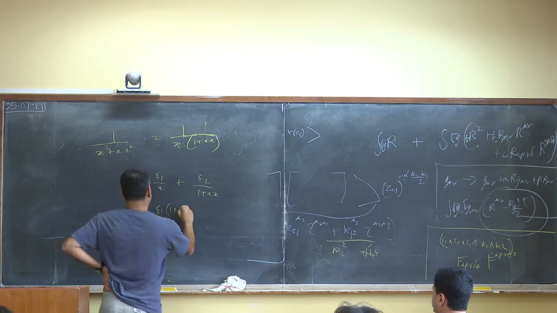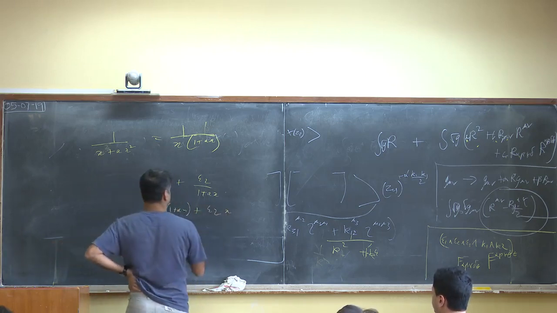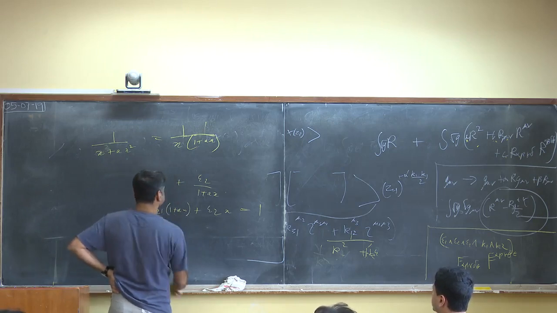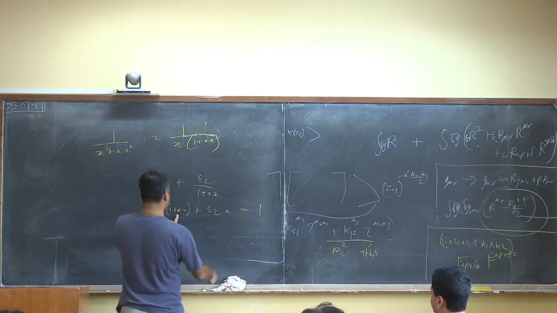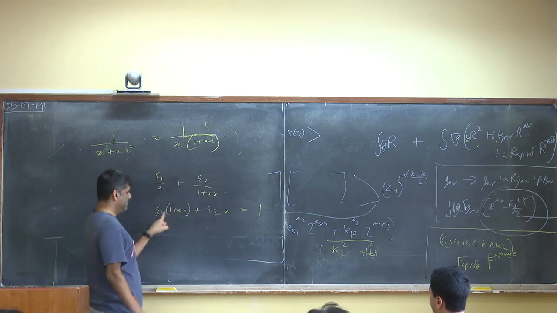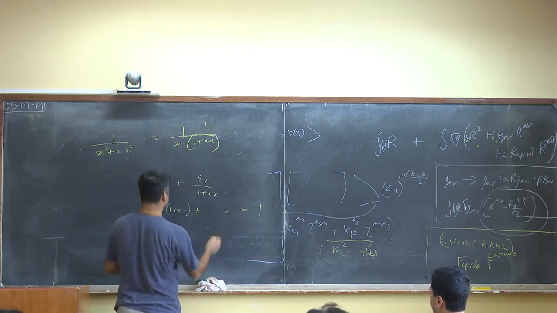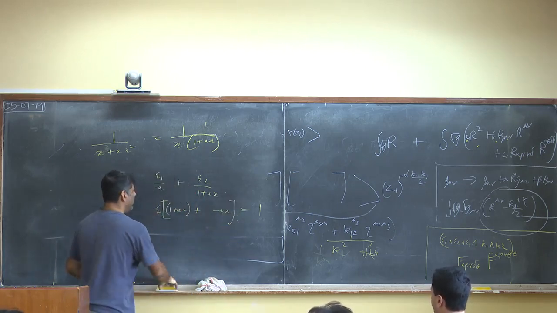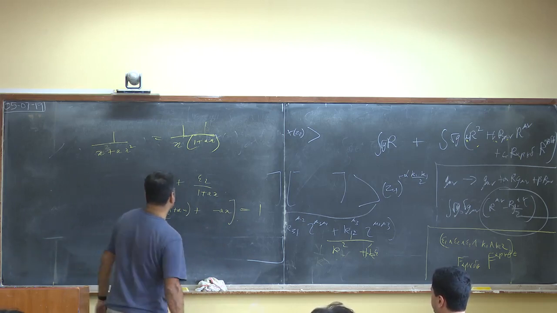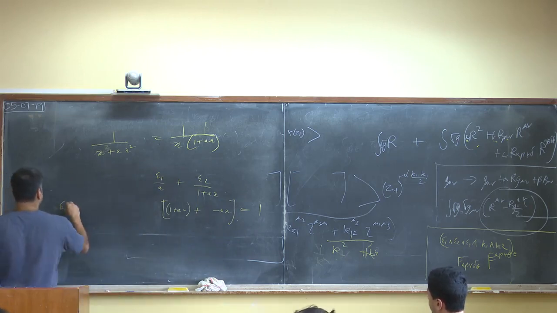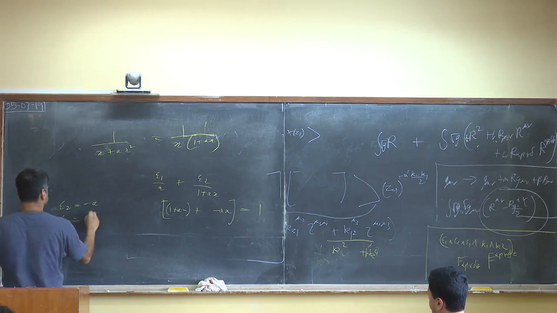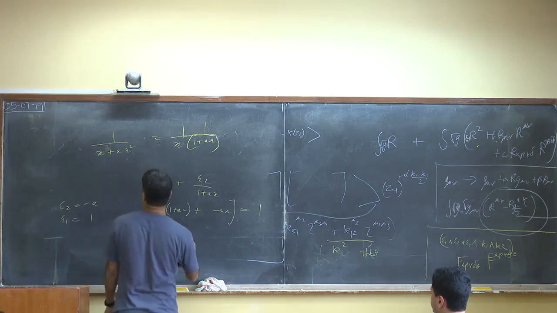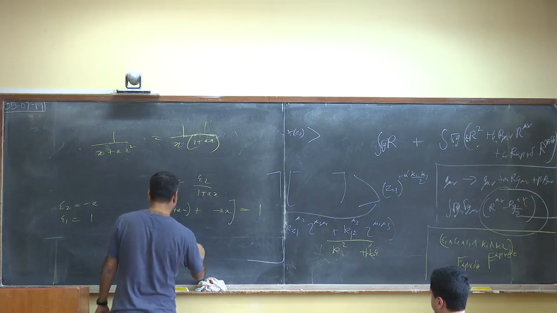So we have zeta 1 into 1 plus ax plus zeta 2 into x has to be equal to 1. Right? So first thing we see is that the x terms cancel. So zeta 2 is equal to minus a, and zeta 1 has to be 1. So zeta 2 was equal to minus a, and zeta 1 was equal to 1. So what do we get? We get 1 over x minus a over 1 plus ax.